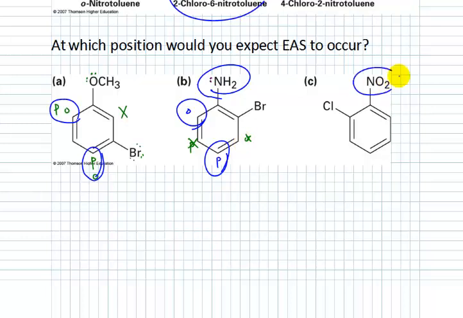Okay. The nitro group is a meta director, so meta to both of those. Chlorine is an ortho para, so ortho is there, para is there. The two forces are in concert, so we'll have a mixture of products at those two spots, just like that.